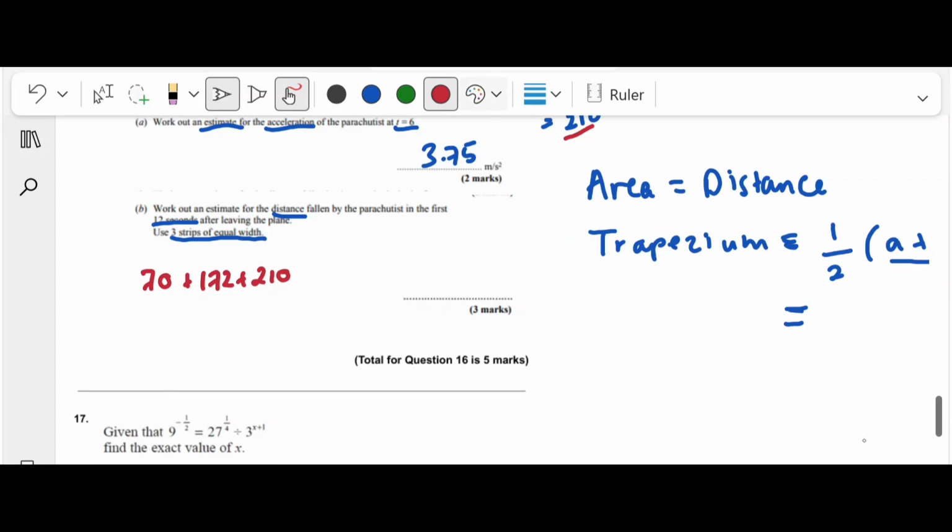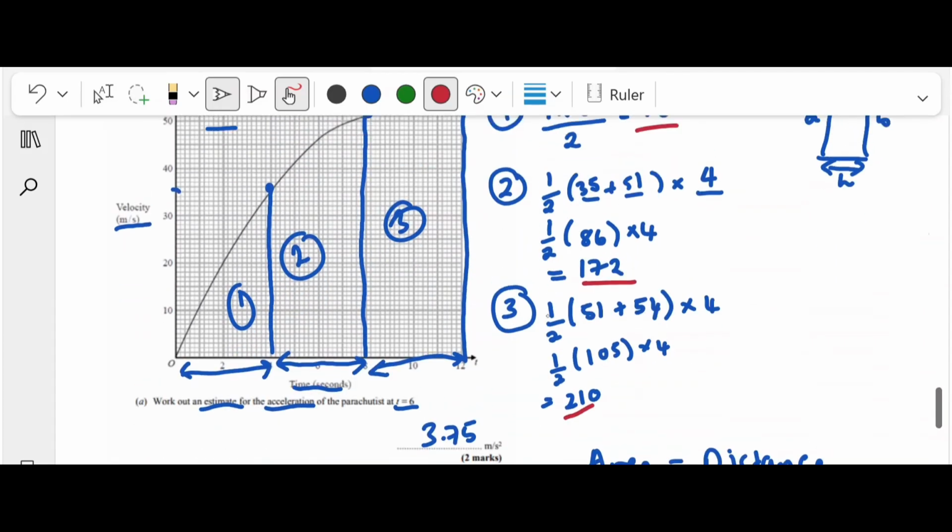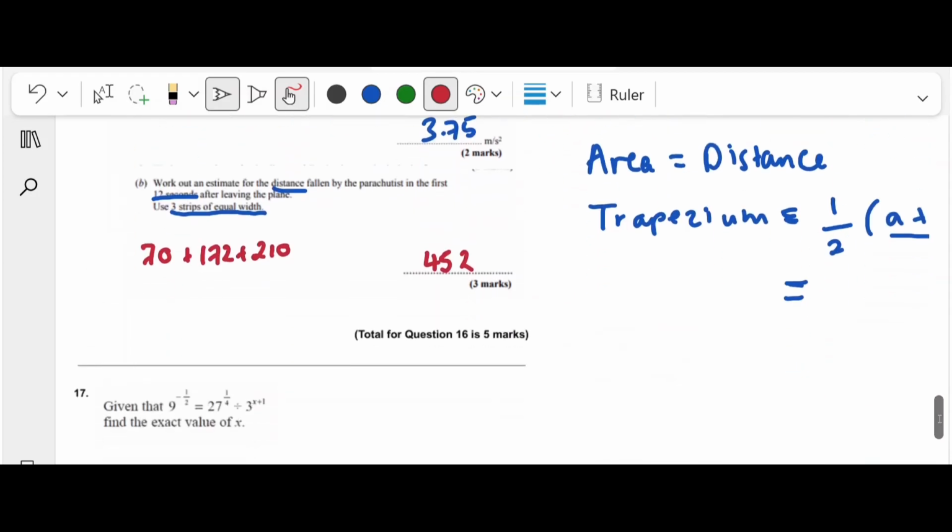And that gives me 452, and that's distance. So if we look at the distance travelled, we need units here because there aren't any. My velocity is in meters per second. It tells me that here, m/s, that means meters per second. So therefore my distance would be in meters. You may not lose a mark if you don't put the units there, but always do it just in case, so you can get that from the diagram. So yeah, that is it for question 16.